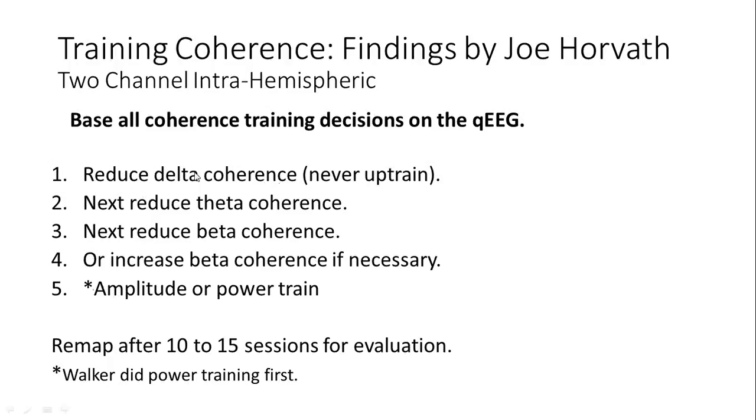First of all, Joe said never uptrain delta coherence. Well, if you're doing Z-score training, you are uptraining delta coherence. And people were doing it when Z-score came in and they were getting away with it. Well, the reason they were getting away with it is because they were training power at the same time. So if you train coherence up in delta, you should probably train power up in delta. But we don't have a whole lot of research on this. We need a lot more.